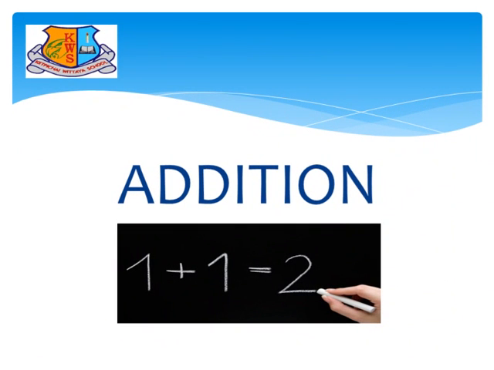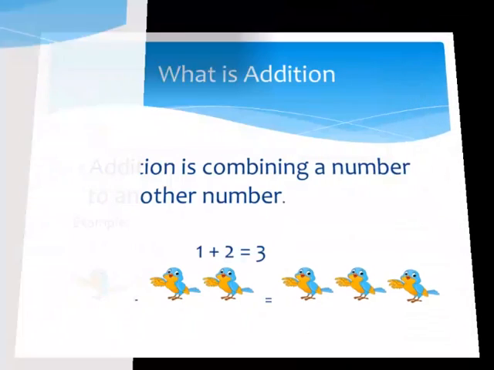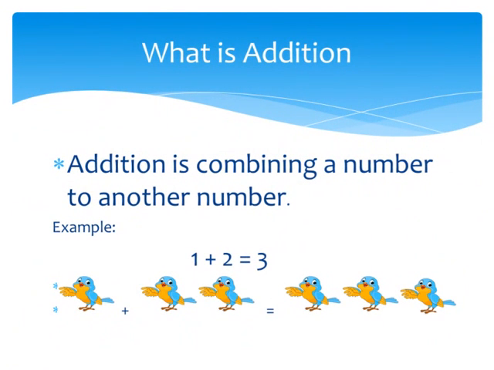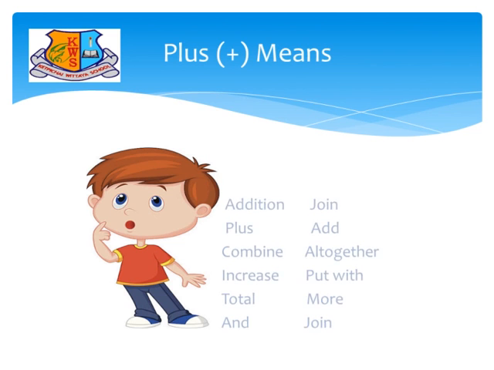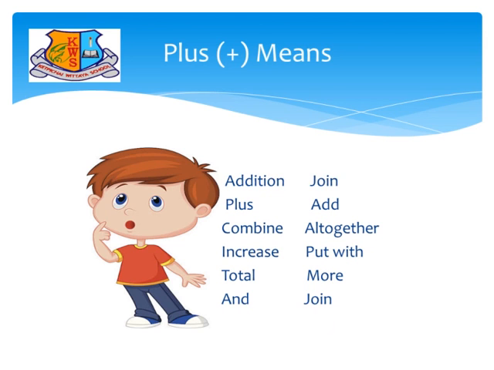Today we are going to learn and study about addition. What does addition mean? Addition is combining a number with another number. The two numbers are added together so that we can create an addition equation to find out how many we are going to have all in all. In other words, plus means addition, plus, combine, increase, total, and join, add all together, both with more.